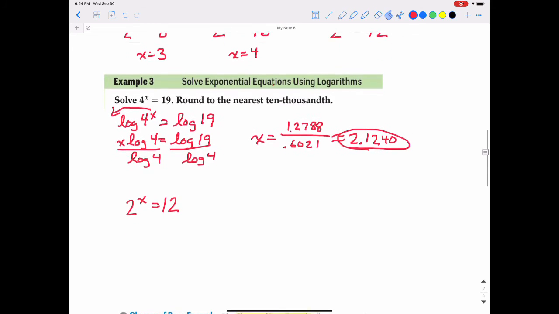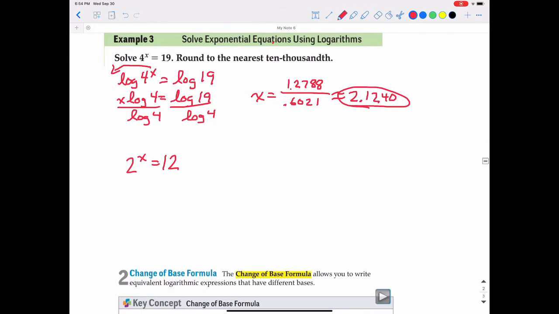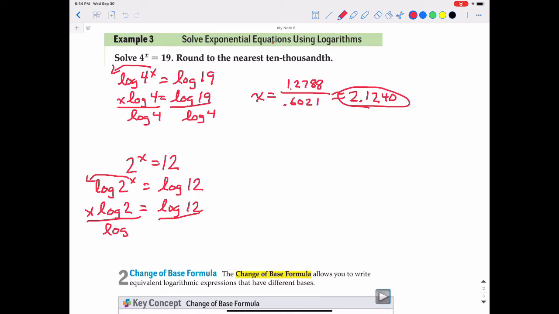So now let's go ahead and solve that 2 to the x power equals 12. To solve that, we are going to take the log of both sides. So we'll have log of 2 to the x equals log of 12. We'll move that x to the front using one of our rules for logarithms. So that'll be x log of 2 equals log of 12. And then divide by log of 2. So we have to take the log of 12 and divide it by the log of 2.